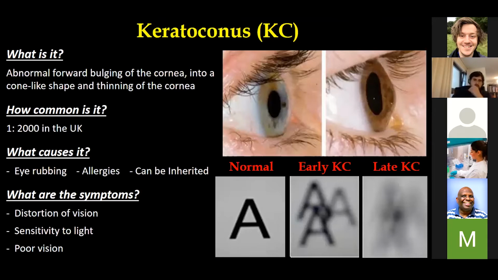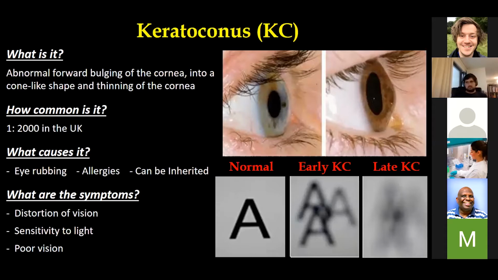So, as I mentioned, the corneal structure and shape is very important for its proper function, and any changes in its structure often underlie eye diseases that affect vision. A fine example is keratoconus. As you can see here, keratoconus is a progressive eye disease characterized by abnormal bulging of the cornea into a cone-like shape and thinning of the cornea.